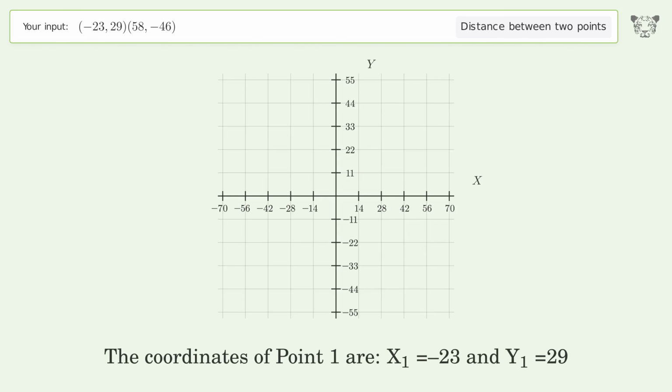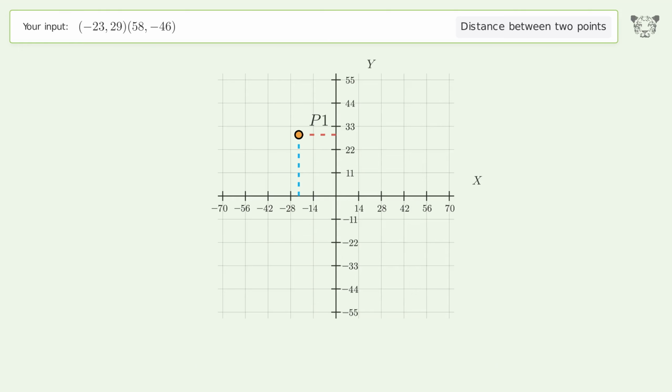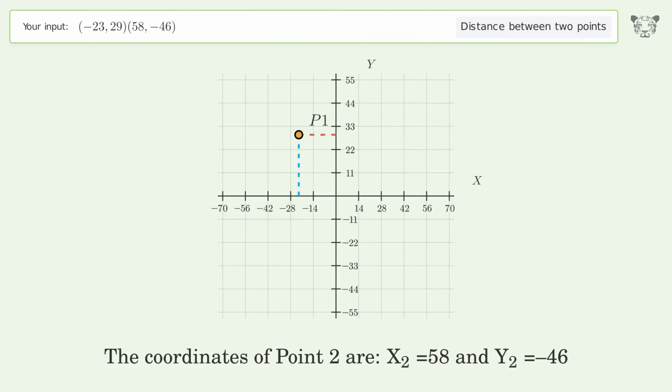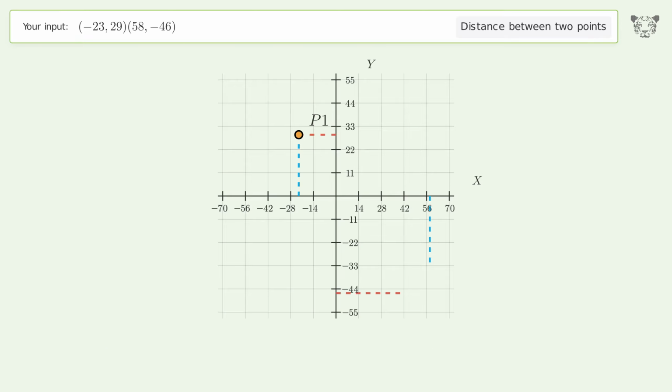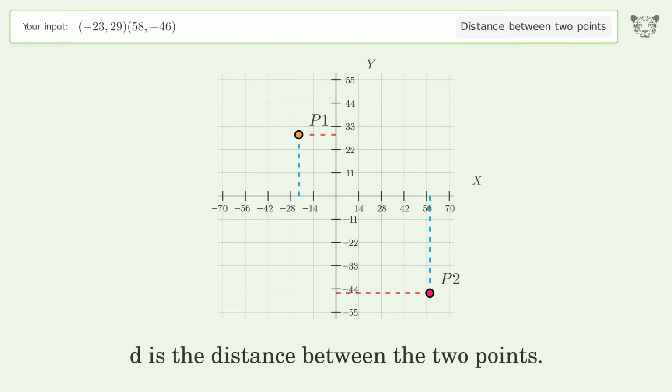The coordinates of point 1 are, x1 equals -23 and y1 equals 29. The coordinates of point 2 are, x2 equals 58 and y2 equals -46. D is the distance between the 2 points.